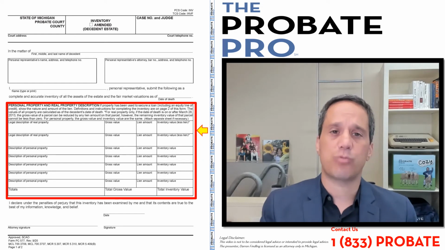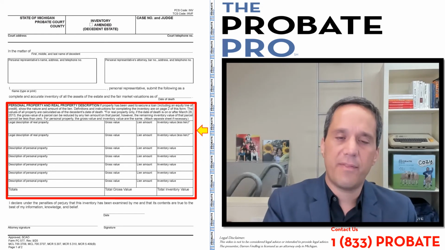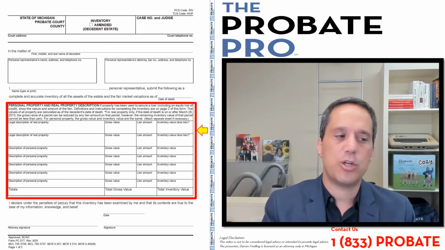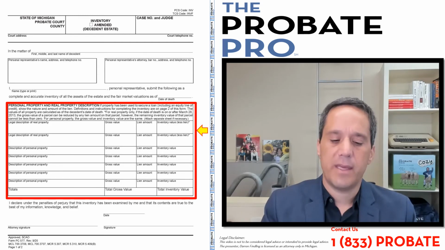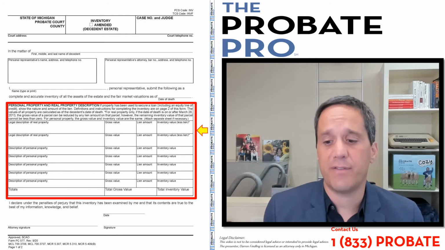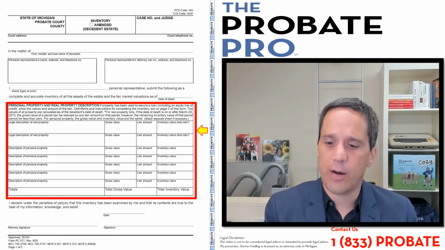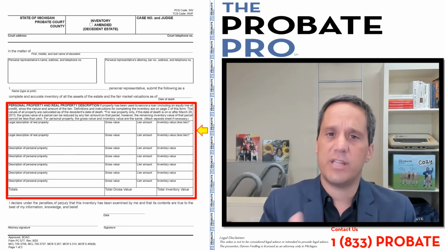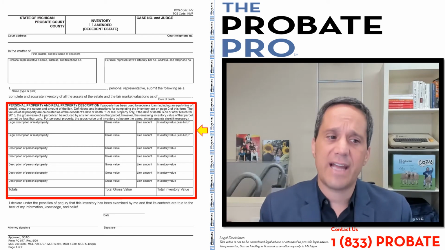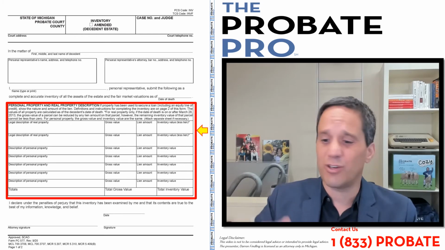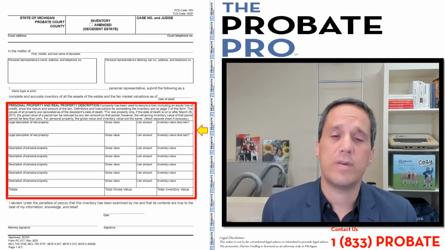But don't describe and don't put on this inventory information that would, if made public, violate somebody's privacy or put that person at risk. So for example, don't include full account numbers for bank accounts, because people can go into these public record files and identify the bank account, social security number, and date of birth, and there's a risk of theft.